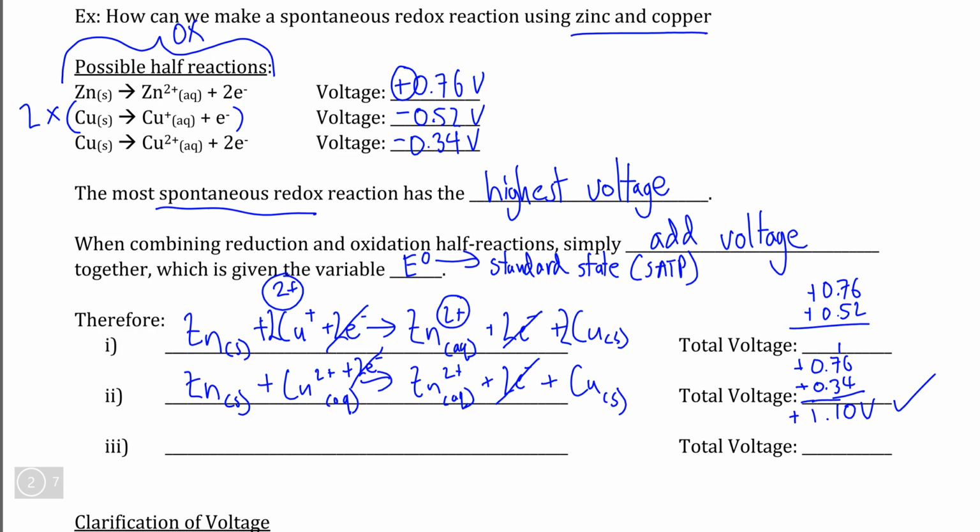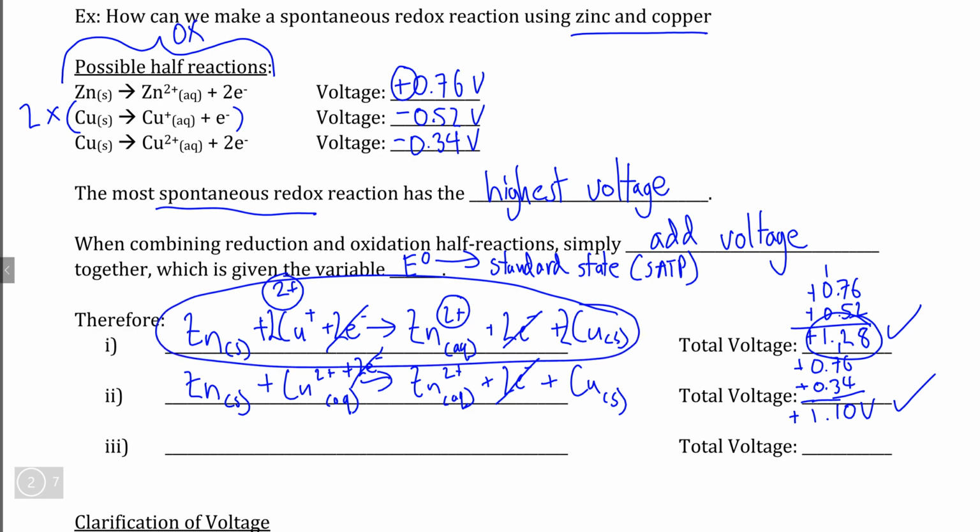When calculating the total redox potential, all that we need to do is simply add the oxidation and reduction voltages together, regardless of any multiplication of the half reactions that we've done. So if we do this here, we can see that our first redox reaction produces a higher redox potential than the second one, meaning that reaction 1 is our most spontaneous reaction because its voltage is the highest possible out of all the reactions that we have.